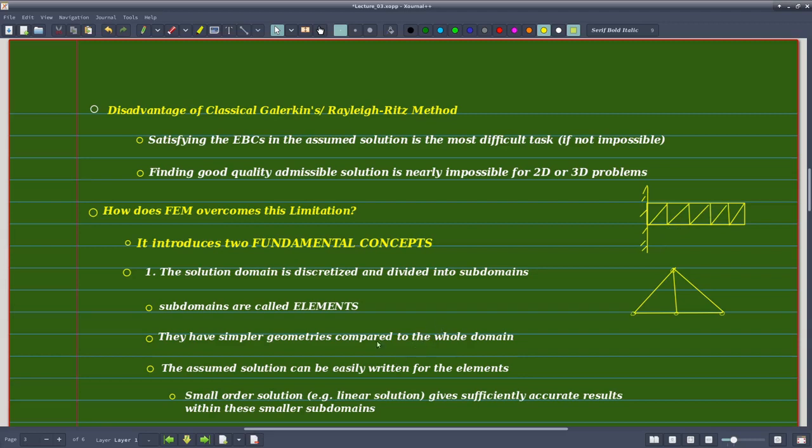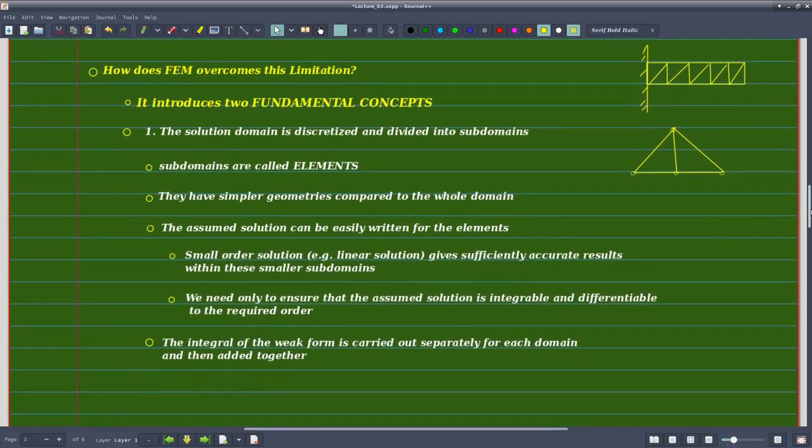And the advantage of division of the whole body into the elements is that we have simpler geometries compared to the whole domain. The assumed solution can be more easily written for the element than for the whole domain or the whole structure. And since the elements are small, a smaller order solution, suppose a linear solution, I can assume. If it is a bar problem, I can simply assume that over the element the solution varies as a linear function of x, say a0 plus a1x.